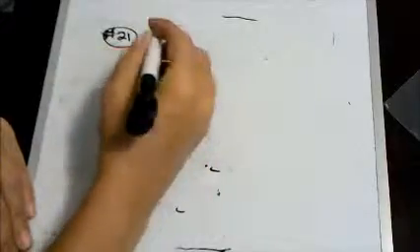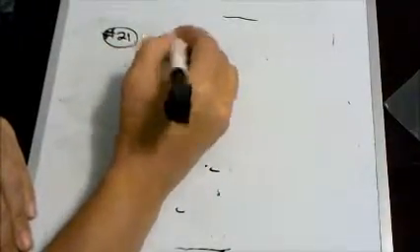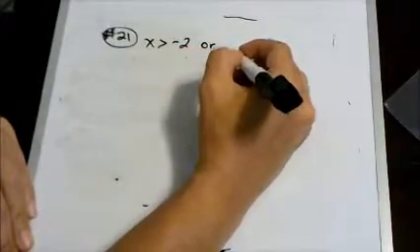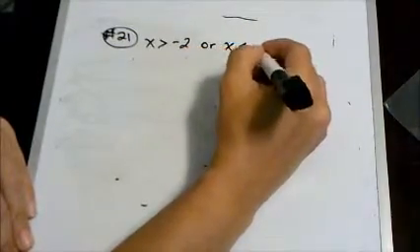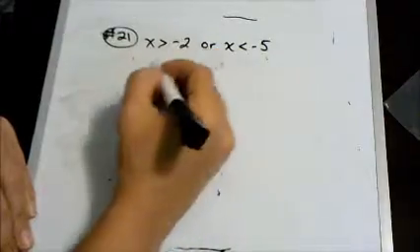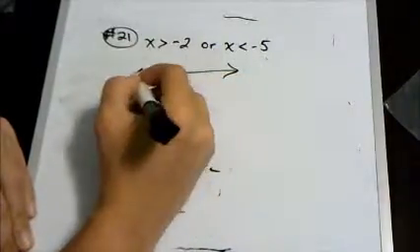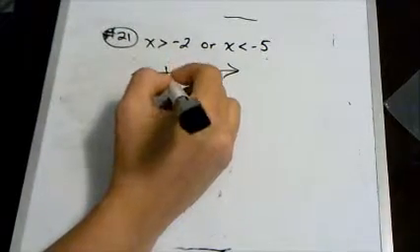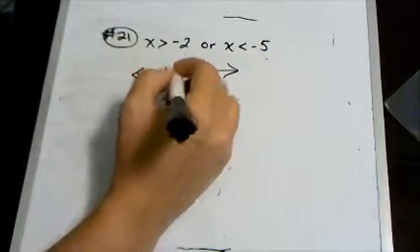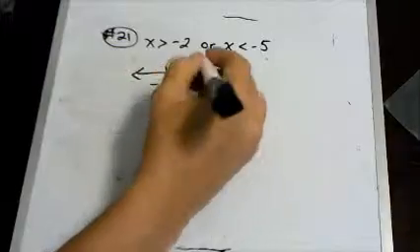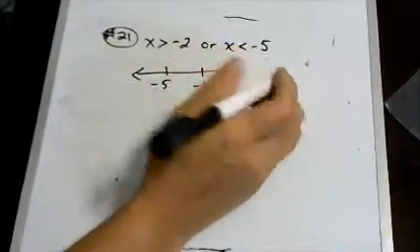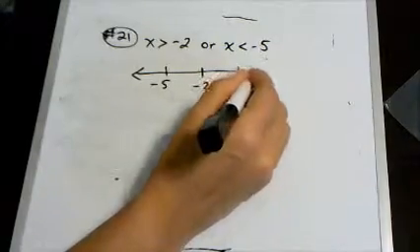Number 21. We have x is greater than -2 or x is less than -5. Here we have our "or" again. Do you remember what we have with the ors? Here's a -5 on this side, -2 on this side, and then we have zero right here.